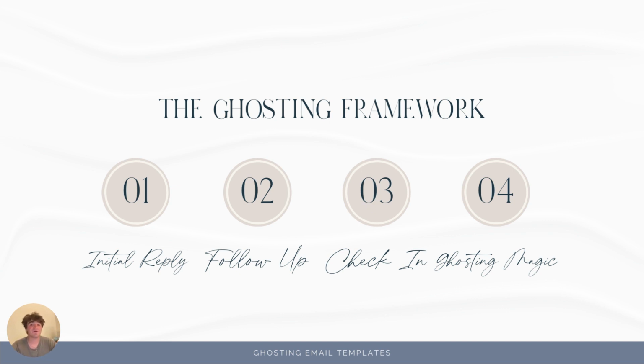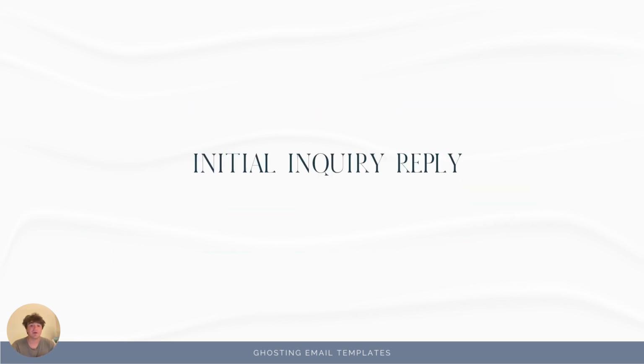There are 4 different emails that you're going to find inside of the template set. Number 1 is the initial reply. This is what you will send when someone inquires. Then we have the follow-up, the check-in, and the ghosting magic. I'm going to break each of these down one by one and give you a little insight into how this framework works. So number 1, you have your initial inquiry reply.